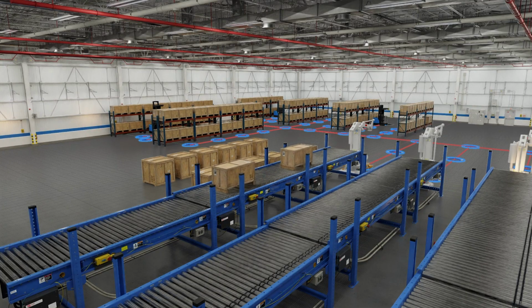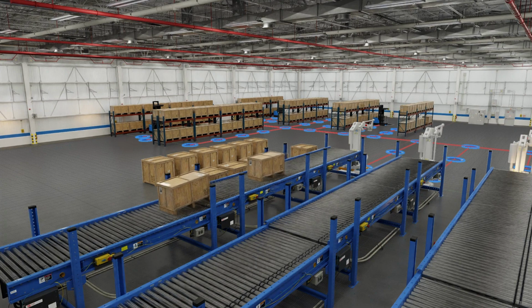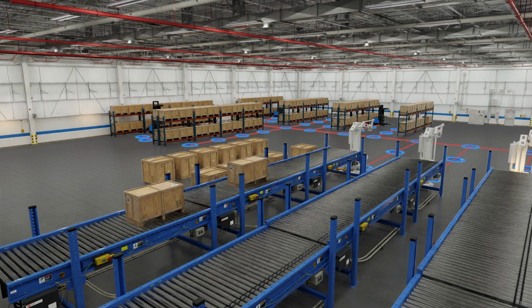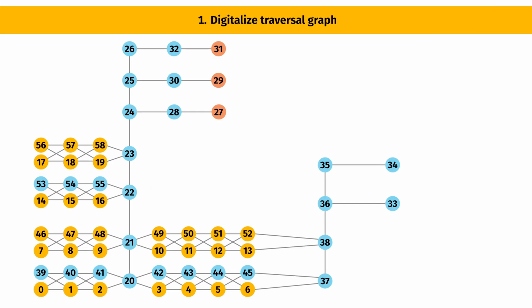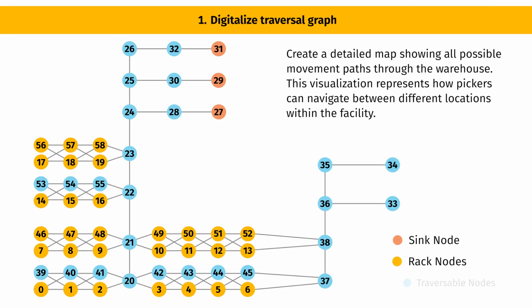So far, you've seen a fully functional digital twin, a 3D warehouse complete with racks, conveyors, and an underlying traversal graph. Now let's walk through the 8-step optimization process that computes an optimal product layout to shorten travel time and boost throughput. First, the traversal graph is digitized. Each pickable slot, aisle intersection, or conveyor station becomes a node, with every valid path between them as an edge. This structure lets us calculate exactly how costly it is to move between any 2 points.